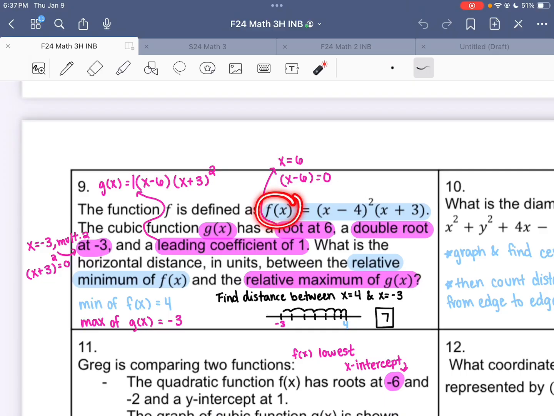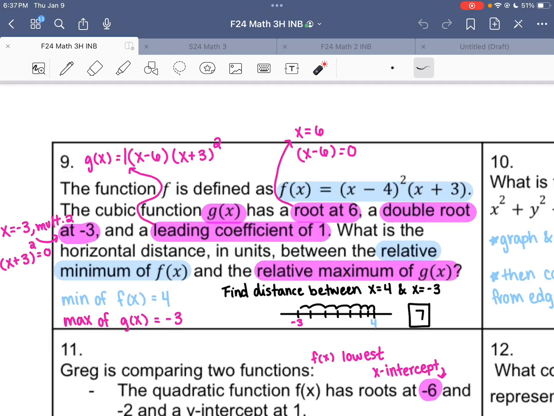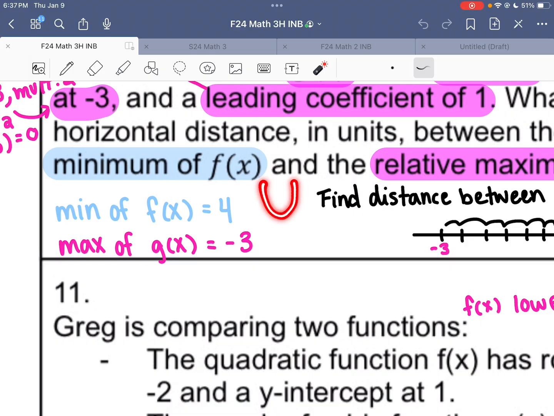For f, we're looking for the relative minimum, so look for a low point. And for g, look for a relative maximum. I won't show the graphs, but for minimum, you're looking for a point down here. For maximum, you're looking for a point up here. So these are the two that I found.